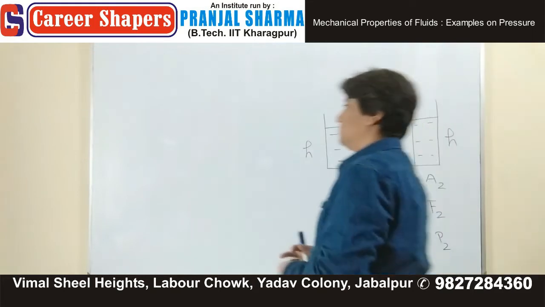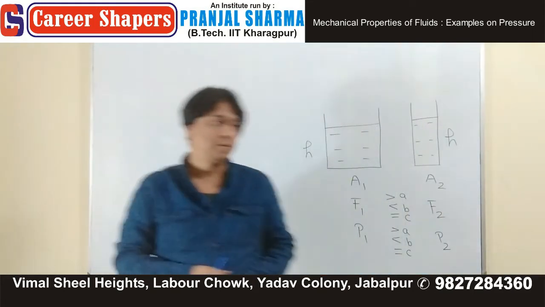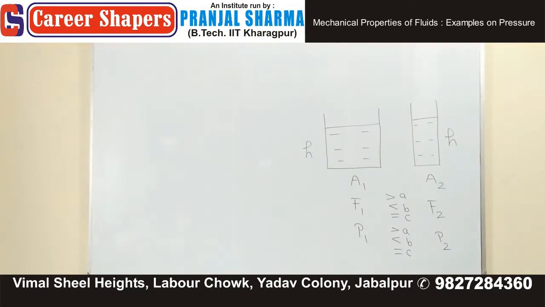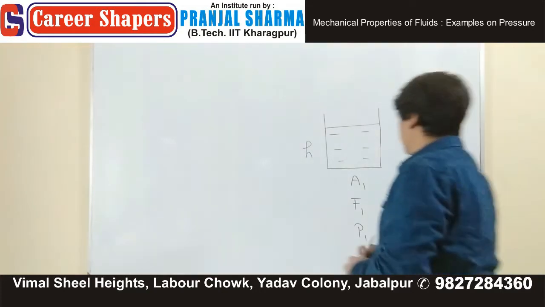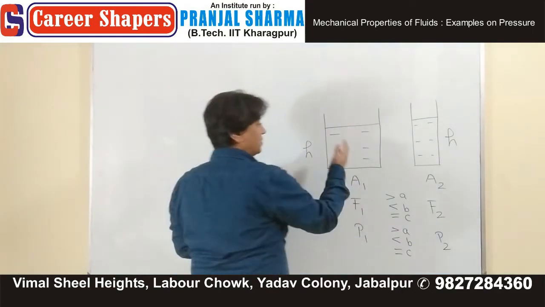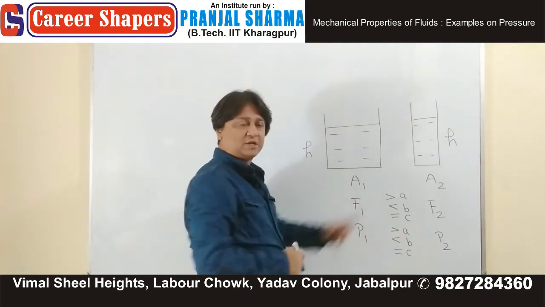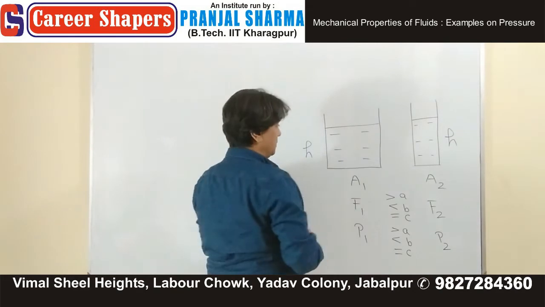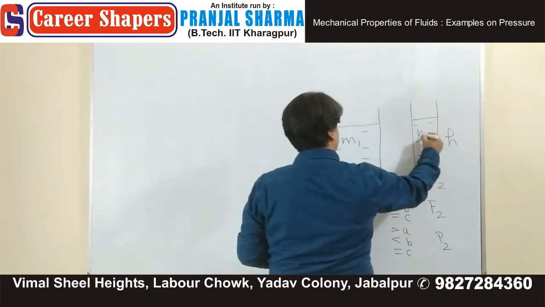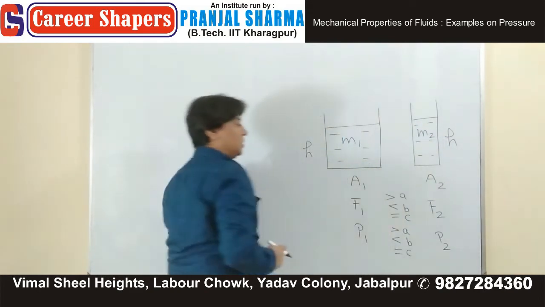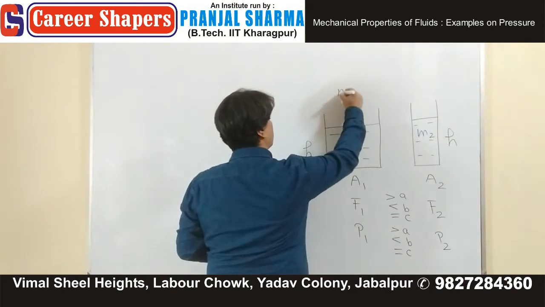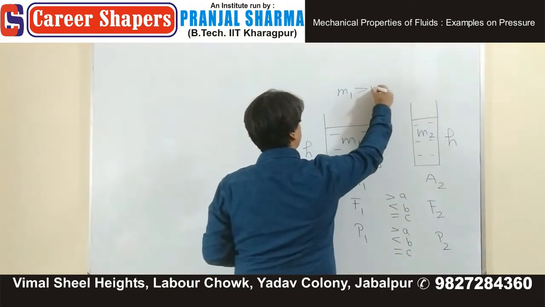Good. Everybody has answered correctly. Everybody can see that there is more mass present in this beaker. M1, M2. More liquid is present. That means M1 is greater than M2.